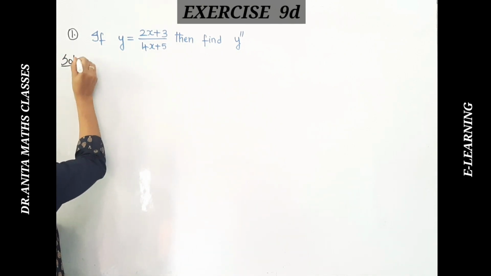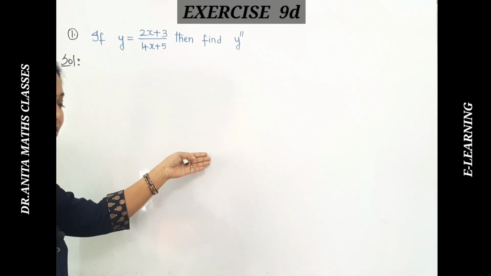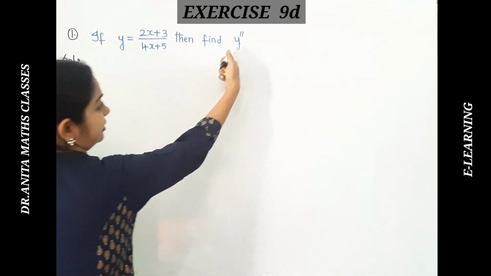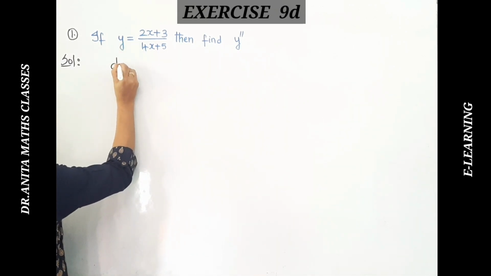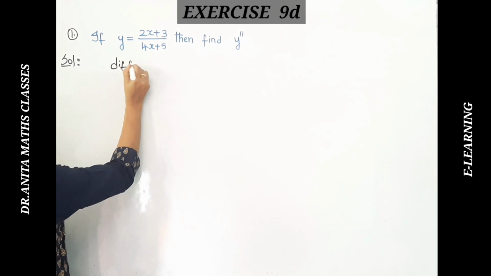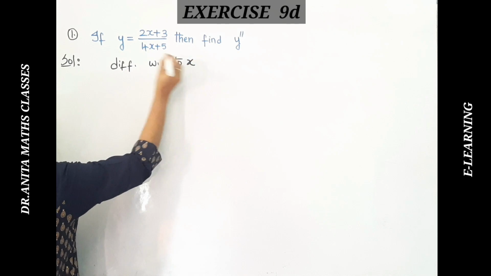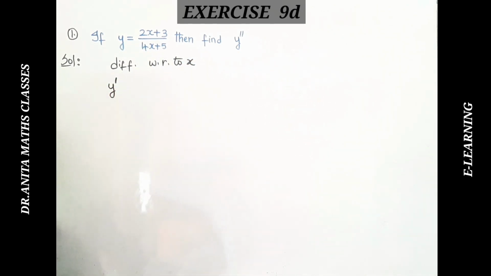First we usually do the first derivative, then after getting the answer, you need to do the derivative again. That is nothing but the second derivative. So we will differentiate with respect to x first, so that we get y dash. We represented dy by dx as y dash.